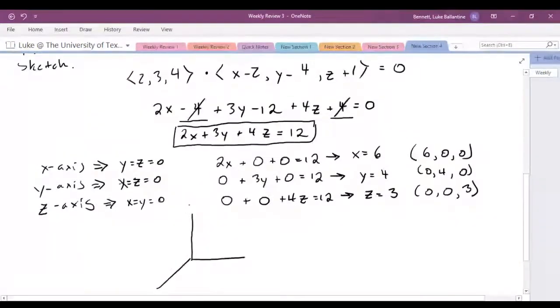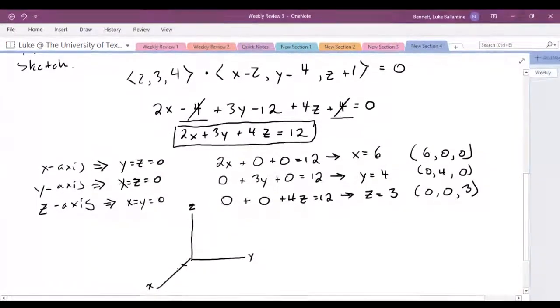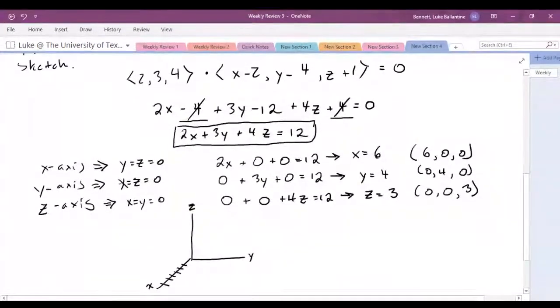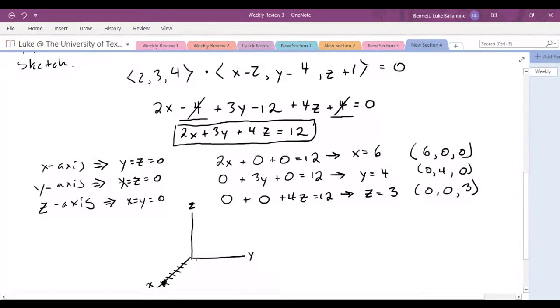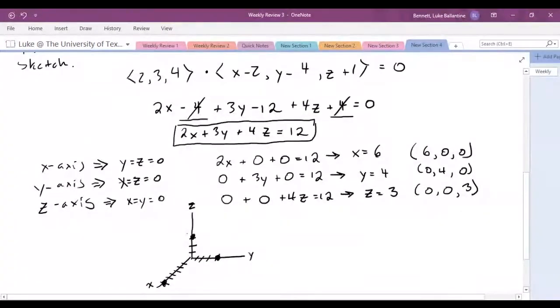All right, let's graph it. Okay, so this is z, this is x, this is y. The x goes to 6. 1, 2, 3, 4, 5, 6. Y goes to 4. 1, 2, 3, 4. And the Z goes up 3. 1, 2, 3. And then we just connect the dots.